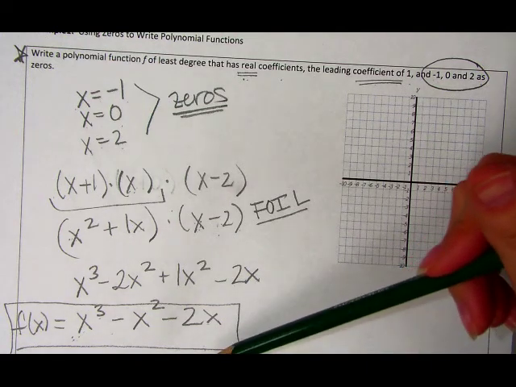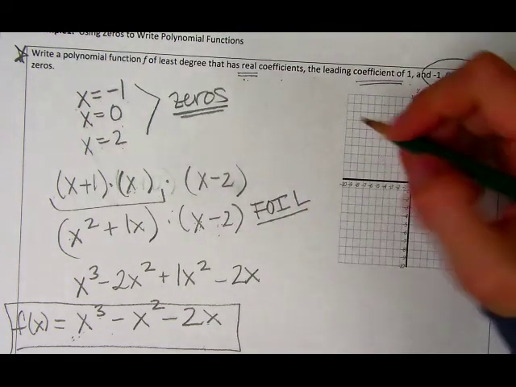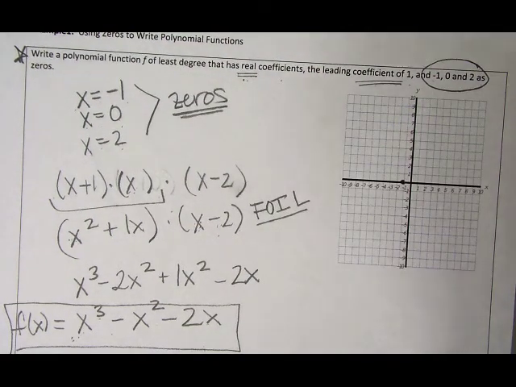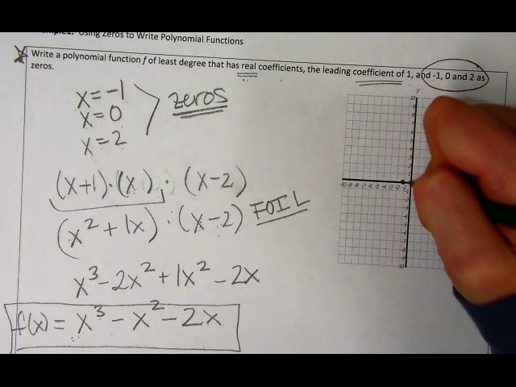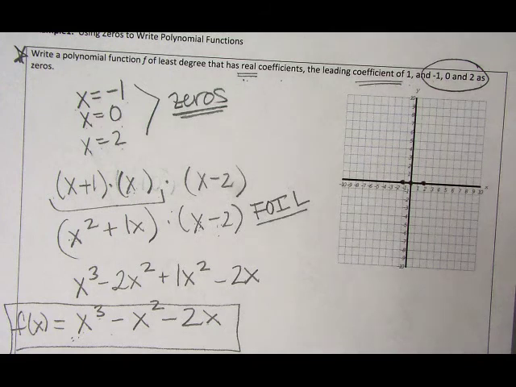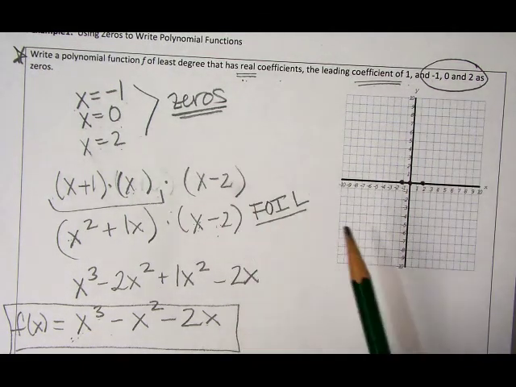At this point, with those zeros from the directions, I can graph my final equation or function and get an idea of what this looks like. And I do that by knowing what my zeros are. So since I know x is equal to -1 as my first zero, x is equal to 0 as my second zero, and x is equal to 2 as my third zero, those points on my graph represent those zeros.